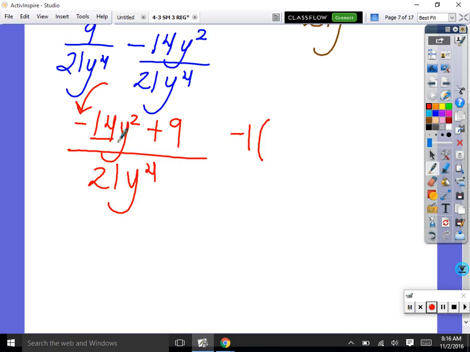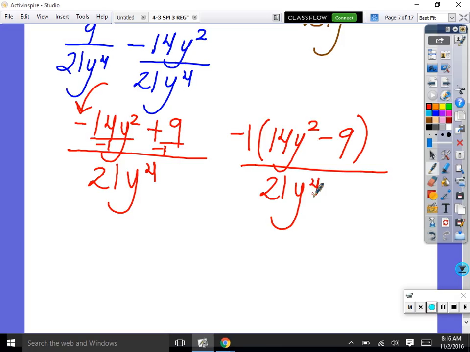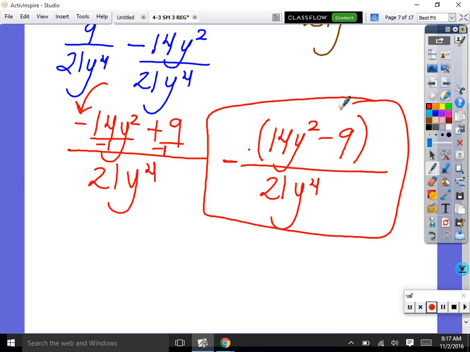So then divide each by -1. So left would be positive 14y squared, correct? Minus 9, all over 21y to the 4th. Now what they're going to do is they're going to take that -1 and just put it out here in front, because that's the same thing, right? So I'm just going to erase that -1 and put my negative out here in front. This would probably be how you saw it on a multiple choice test. Is everybody good with that? Okay, let's do another one.